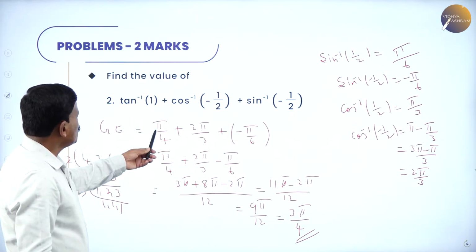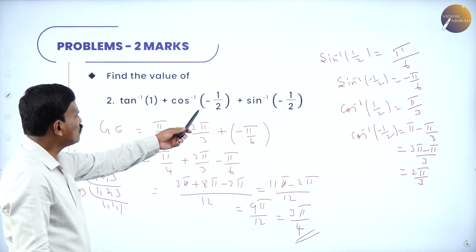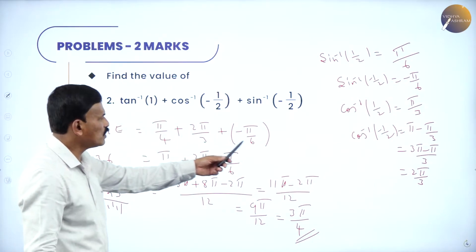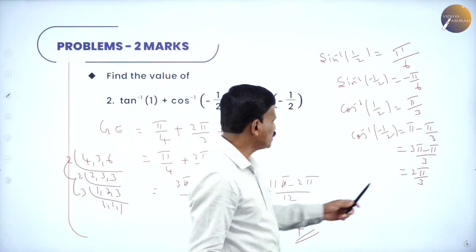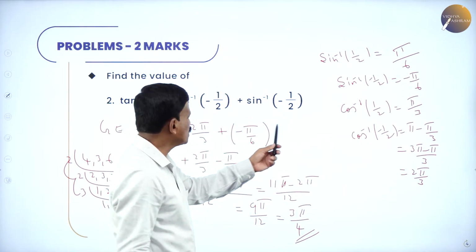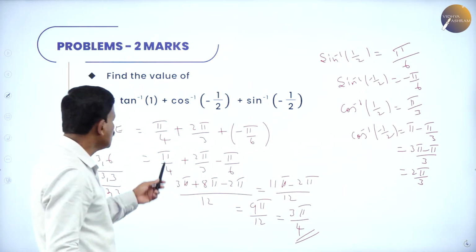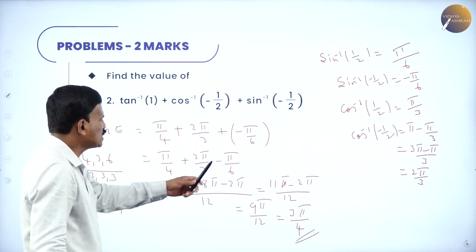Tan inverse of 1 is pi by 4. Cos inverse of minus 1 by 2 is 2 pi by 3, because cos inverse of minus 1 by 2 is pi minus pi by 3, which is 2 pi by 3. Again, sin inverse of minus 1 by 2 is minus pi by 6.